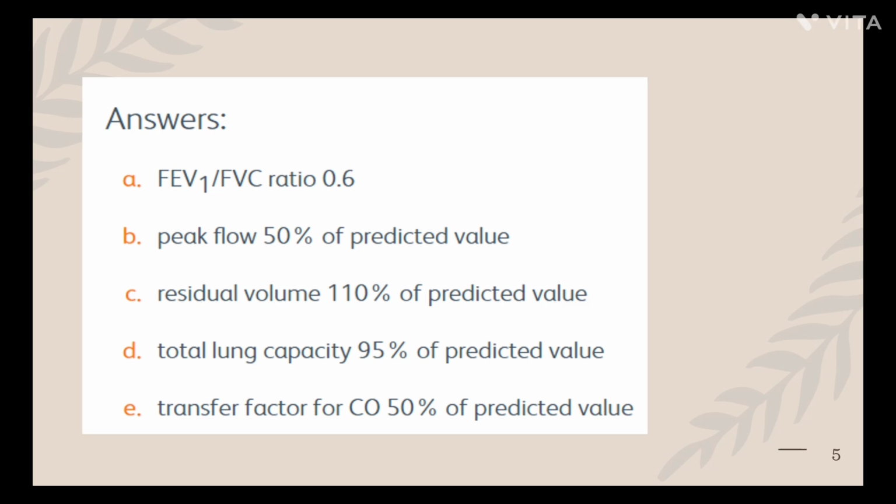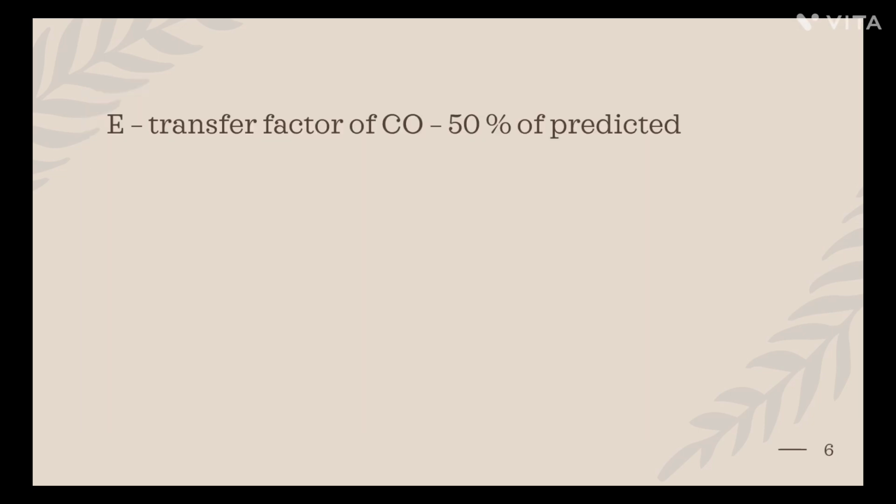Residual volume and total lung capacity will be reduced because in the lung there is fibrosis, so the area which participates in air exchange is reduced. So those are not the options. Transfer factor for CO 50% of predicted value. Transfer factor indicates the air exchange, which will be reduced in pulmonary fibrosis. So that is the answer: transfer factor for CO 50% of predicted value. Among the options given, it is the right answer.